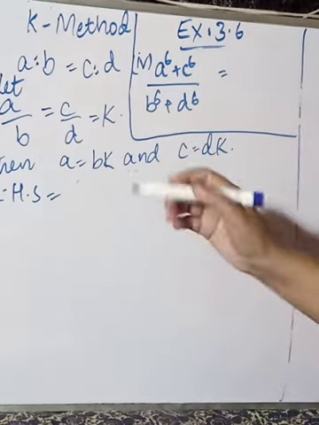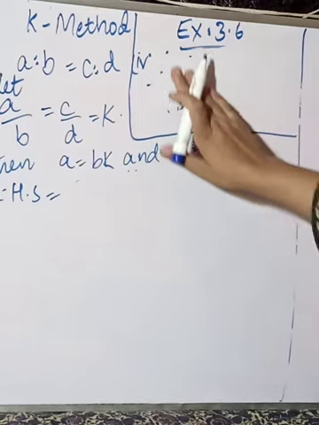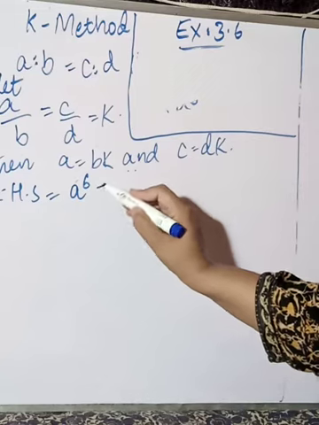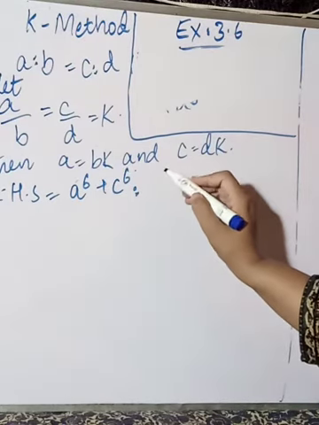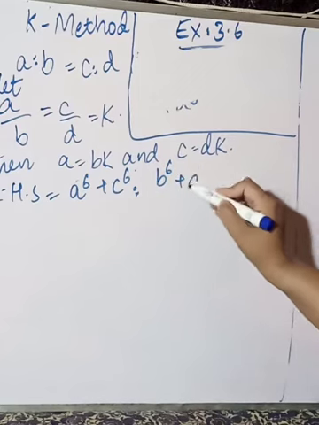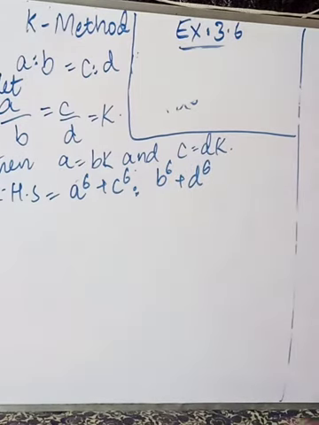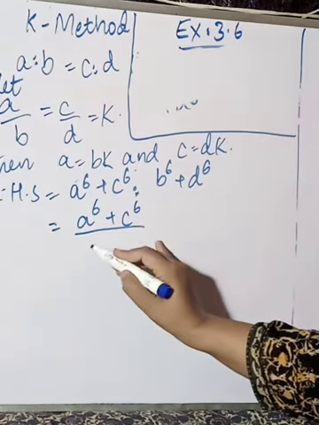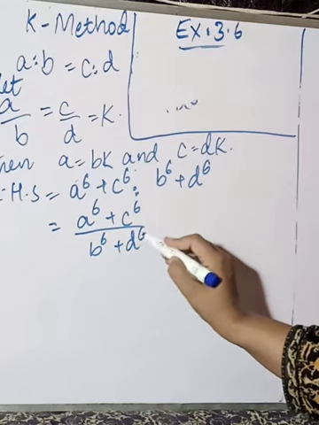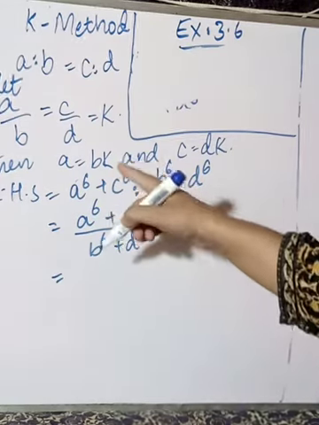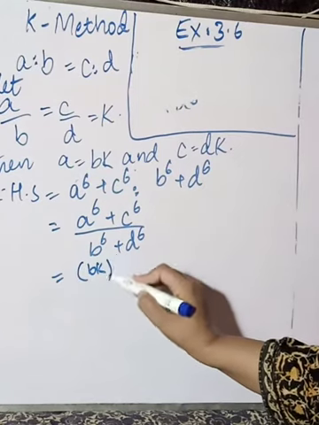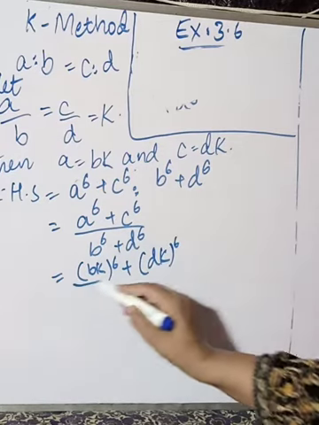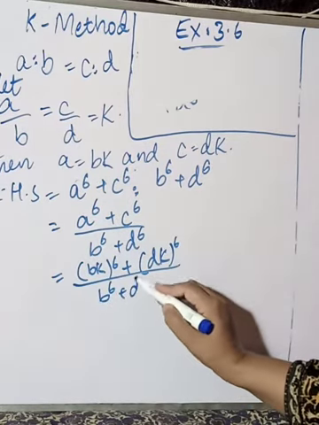Okay, so coming to the left hand side, what did I have on the left hand side? That was in the form of a ratio. So I start with the ratio, a power 6 plus c power 6 ratio b power 6 plus d power 6. All right, fine. Now write it in the form of a fraction first. A power 6 plus c power 6 divided by b power 6 plus d power 6. Okay, now put up the values. A we have is bk raised to the power 6 plus c, how much do I have, it's dk raised to the power 6 divided by b power 6 plus d raised to the power 6.